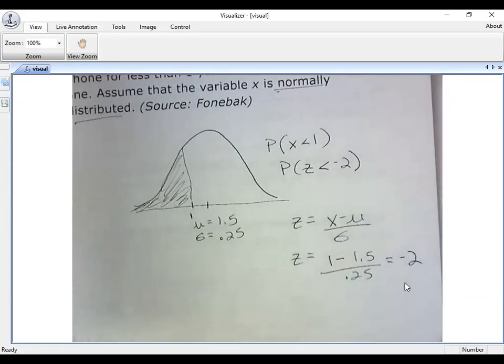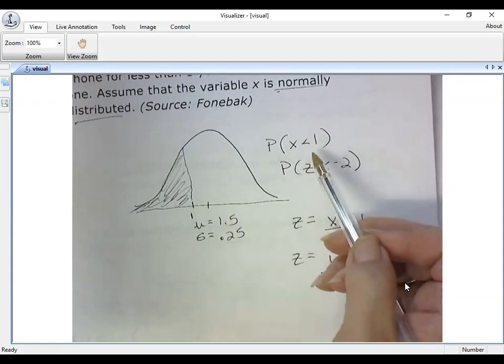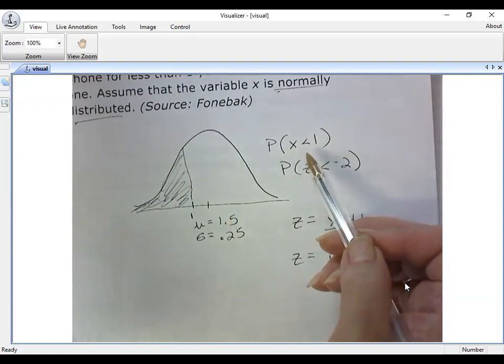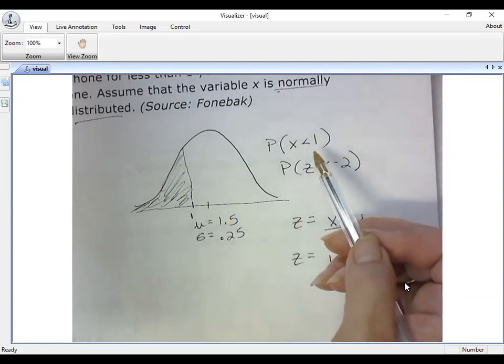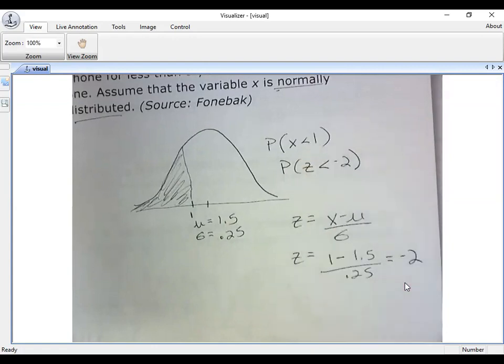How many of you went to the calculator and you used this mean and this standard deviation and you used 1 for your x value and you think you found the area? Anybody? Okay, a few of you. How many of you took the z-score and you want to go to the calculator and figure it out? You can do it either way. That's totally up to you.